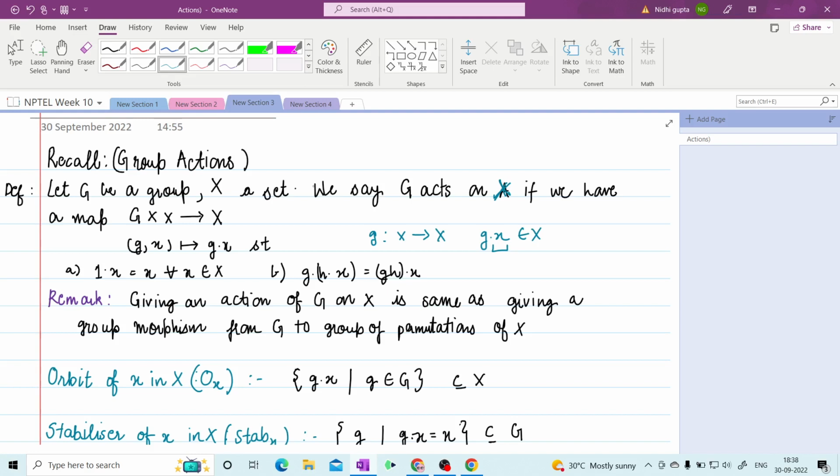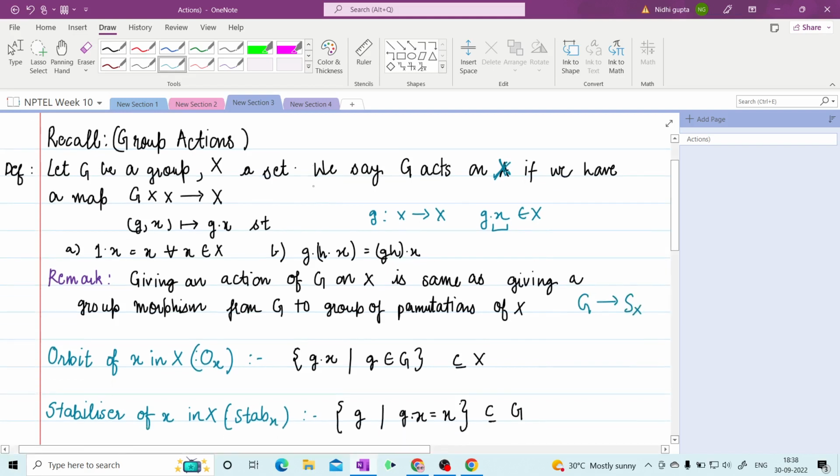So this is what a group action is, and giving an action of group G on X is the same as giving a group morphism from G to the group of permutations of X. So every element of G is assigned a permutation of X. So we have a map from G to S_X.